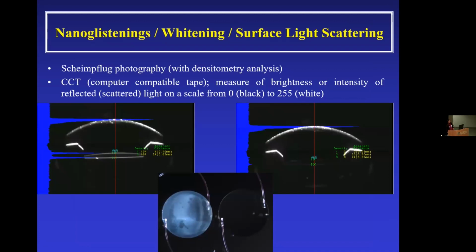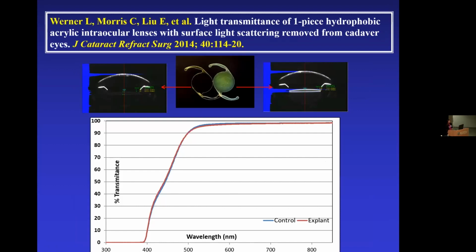You can analyze subsurface nanoglistenings with Scheimpflug photography and densitometry analysis. You are going to measure the backlight scattering. You can see here how it looks with this lens, and with this lens here, you do not see any outline of the optic. We performed different studies showing that, yes, the backlight scattering is really increased with the subsurface nanoglistenings, but this is not related to a change in the light transmission of those lenses.